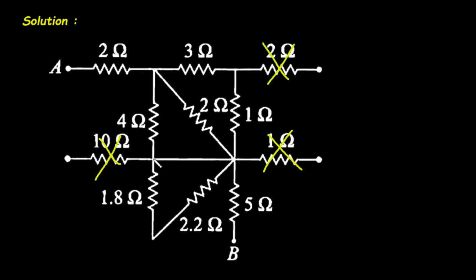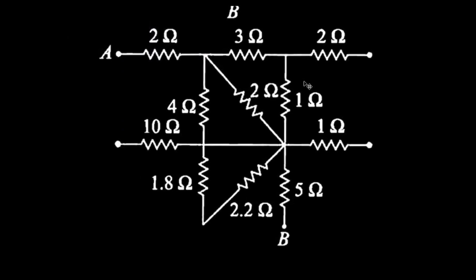Also we can see one more thing here. This node and this node, they are at the same potential, or this is the same node. So what will happen? These two will be short circuited. So simply we have to find the equivalent resistance between A and B. So we can remove these two resistances too, because they are at the same potential, or this is a single node. So again, we will remove these resistances. So let's remove them, or let's take one more step.